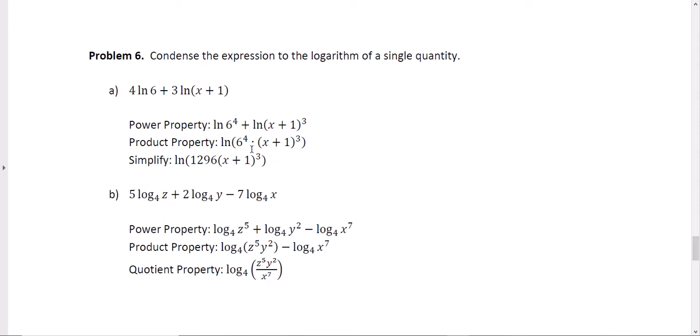And we can simplify to make that 6 to the 4th is 1,296 times x plus 1 to the 3rd. I would definitely not expand x plus 1 to the 3rd because that would be insane. Not that you can't do it, it's just definitely not any more simplified.